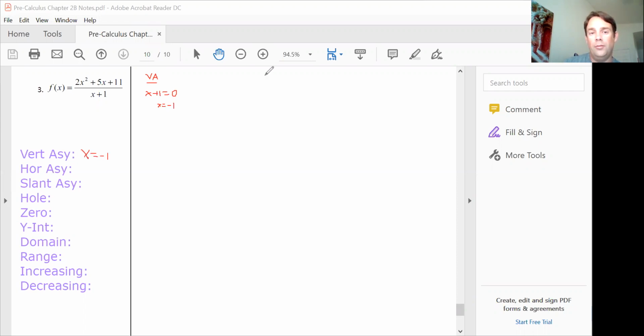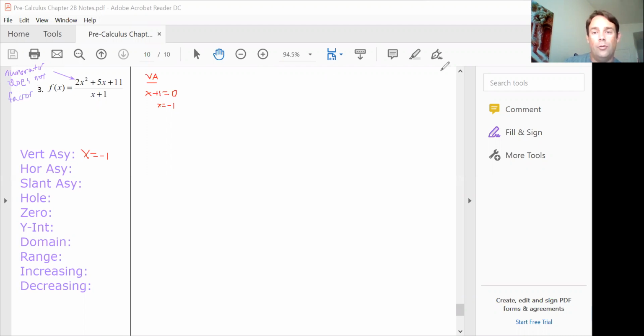And again, just for the reminder of it all, the top part does not factor. So let me draw a little arrow to that so remember that. The numerator does not factor.